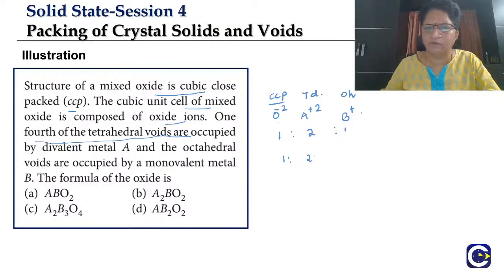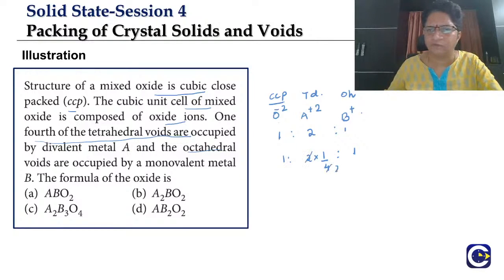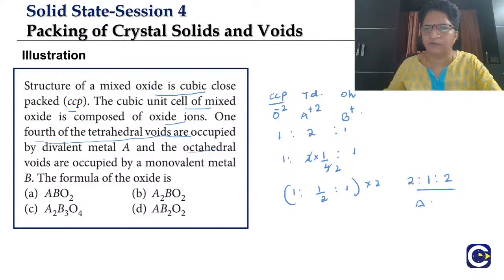One is to 2 into 1/4:1. They didn't say anything about how much of the octahedral voids are filled up, so it means all the octahedral voids are filled. So 2 goes 2 times, so it is 1:1/2:1. As I said, we cannot take the fraction, so what we will do is multiply throughout with 2, we get 2:1:2. So A is 1, B is 2, O is 2.